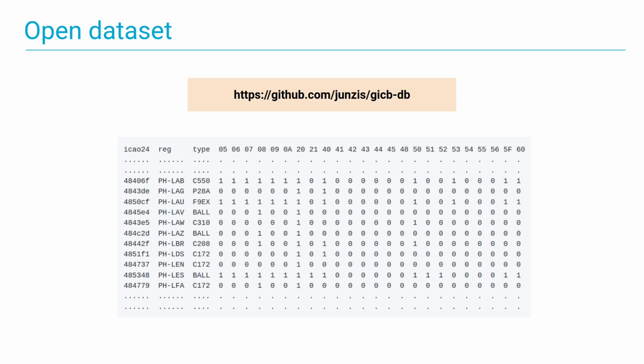You might also be interested in exploring the resulting dataset. We have made it public. It is in CSV format. Please feel free to download it from the GitHub. Here you can see a tiny segment of the data. The first three columns are transponder code, aircraft registration, and aircraft type. The rest of the columns indicate the capability that are supported by aircraft.